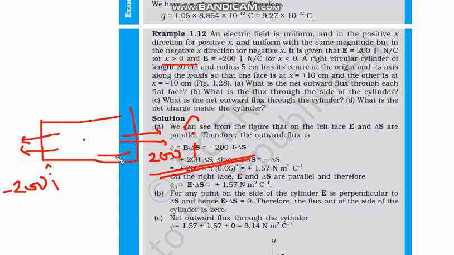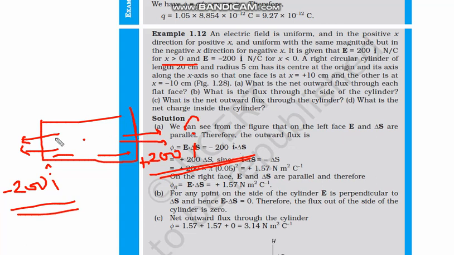So that means both the fields are the same in magnitude, 200 i. The only thing is the direction is opposite. For one side it is positive, on the other side it is negative. For x less than 0, that means on the left side, it is minus 200 i. For the right side it is plus 200 i. That's all. A right circular cylinder of length 20 centimeter, we just saw the image, and radius 5 centimeter.